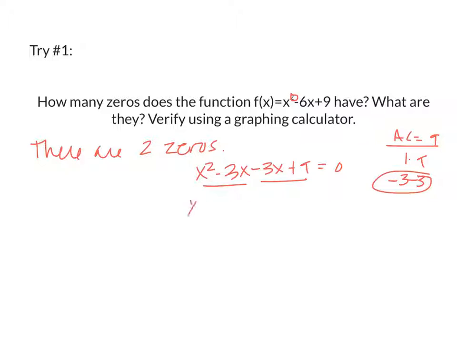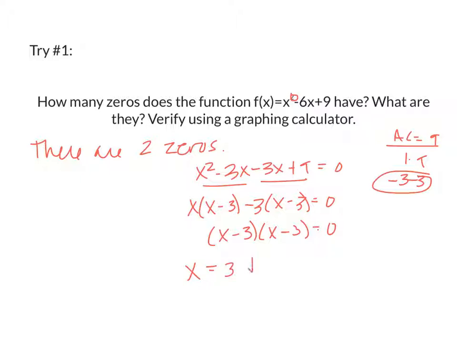Group and group. I can take an x out of the first one and be left with x minus 3. On the second one, I can take out a negative 3 and be left with x minus 3. So our two factors are going to be x minus 3 and x minus 3. So our zeros are x equals 3 and x equals 3. Now, technically, there are 2 zeros. They're non-unique, which means that they have a multiplicity of 2. If we remember with graphing, it means at 3 it's going to bounce. But all in all, there are 2 zeros that are listed.